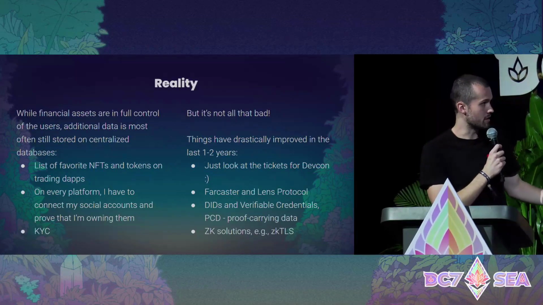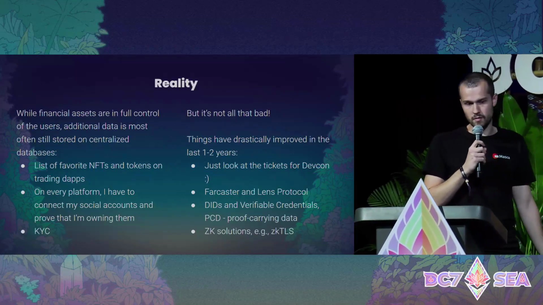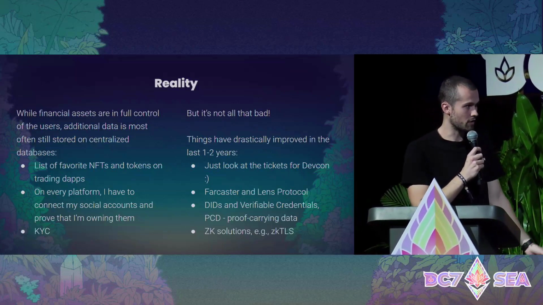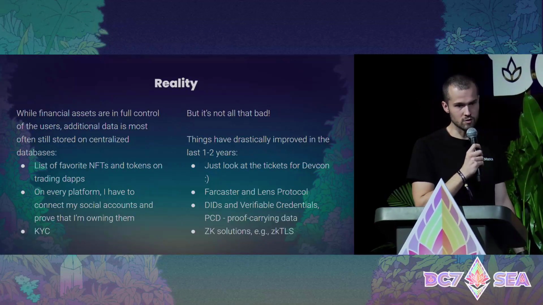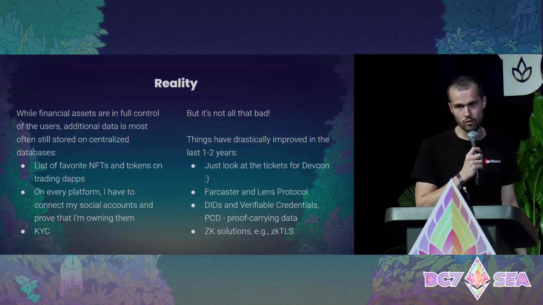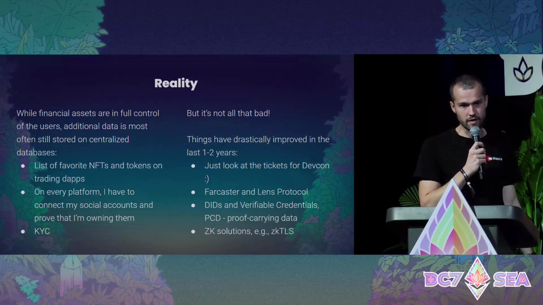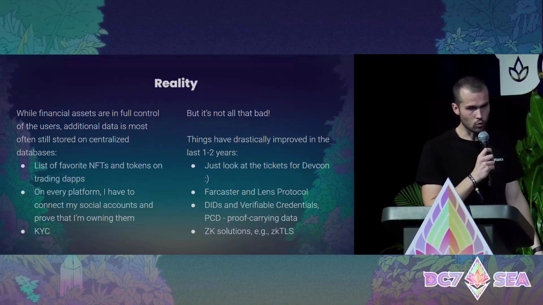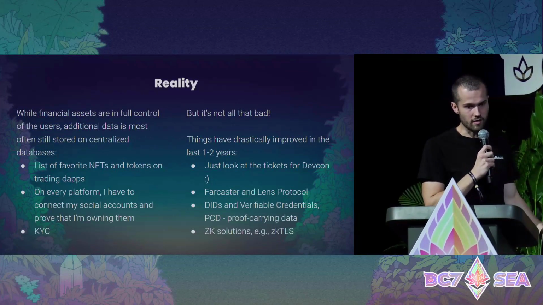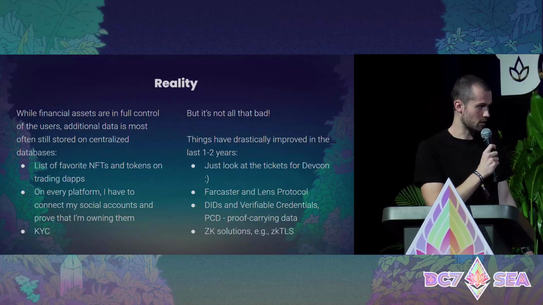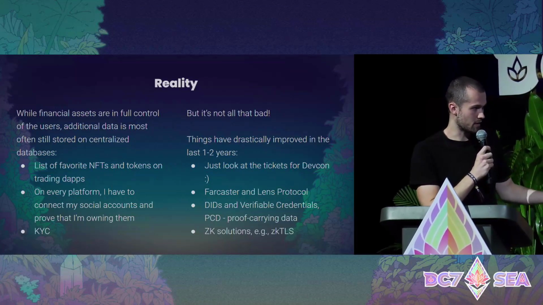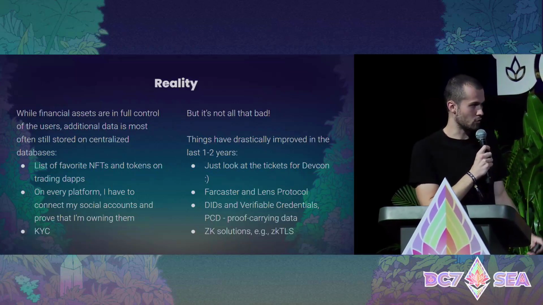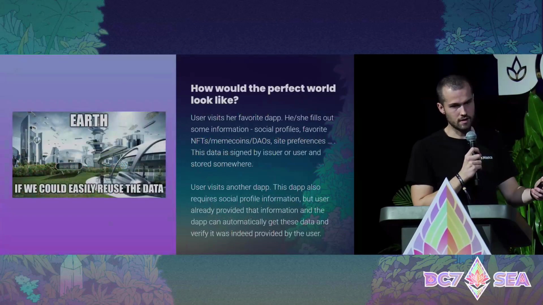But it's not all that bad. Things have drastically improved in the last 2 years. For example, just look at your tickets for Devcon. You store them in Zupass. The tickets for Devcon are one kind of verifiable data. And we also have other kinds, for example, Farcaster and Lens protocol posts. DIDs and verifiable credentials are getting more used in the last years. Proof carrying data is another type of verifiable data. And we also have zero knowledge solutions like ZK TLS.